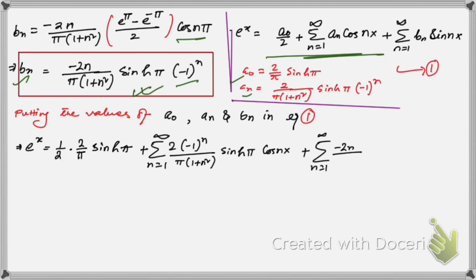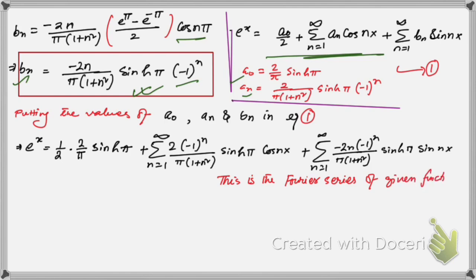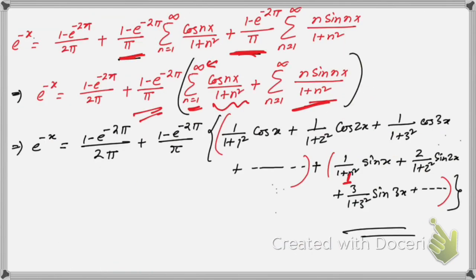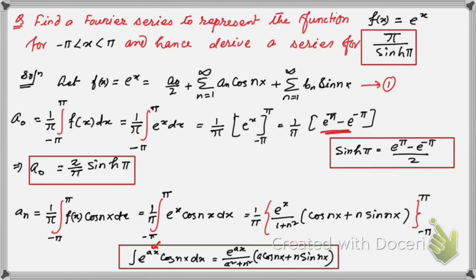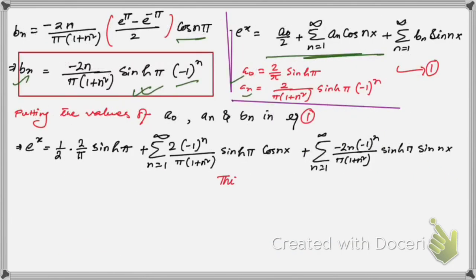Okay, just wait. Now this is the required Fourier series for the given function, that is e to the power x. Now you can see there is another part in this question, that is what? So this part, sorry, we have to derive a series for this as a pi by sine hyperbolic pi. So let me go to that now here. So this is the Fourier series of the given function e to the power x.